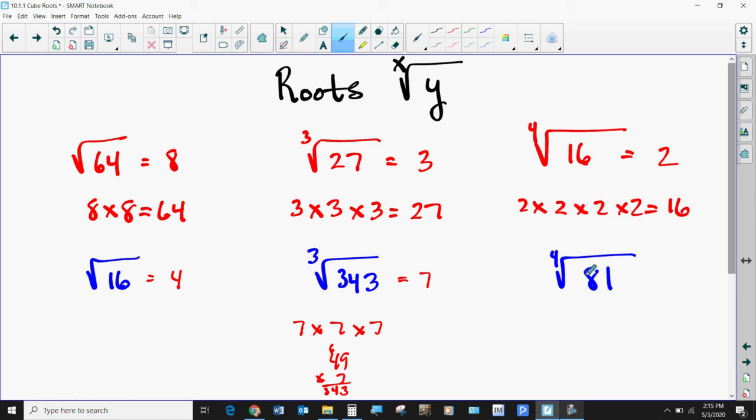And what do we repeatedly multiply 4 times to give us 81? Well, let's see. 2 times 2 times 2 times 2 is 16. Let's try 3 times 3, which is 9, times 3 times 3 again. So 9 times 9 is 81. So 3 to the 4th power ends up being 81, which means the 4th root of 81 is 3.